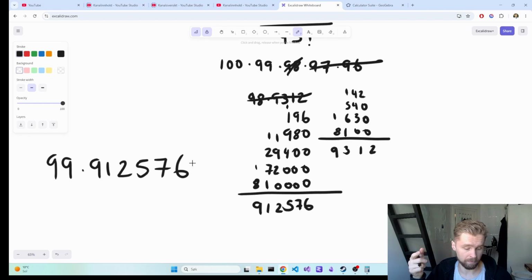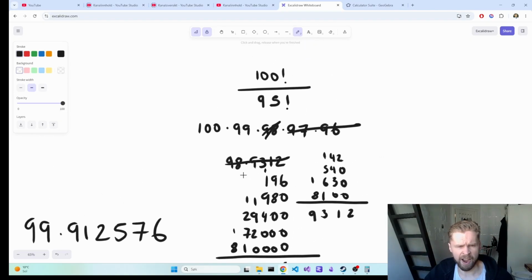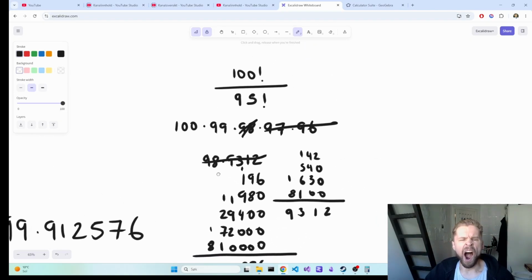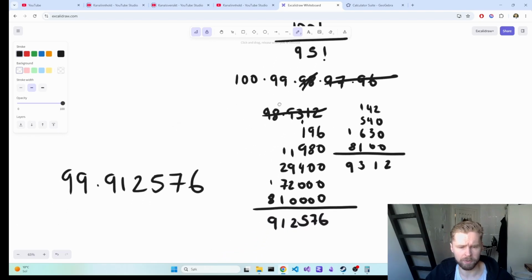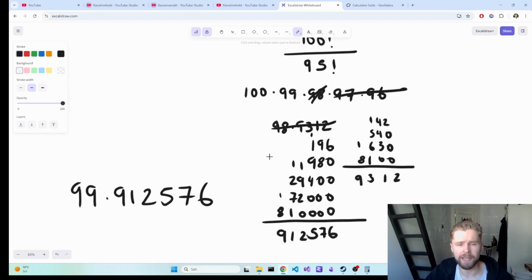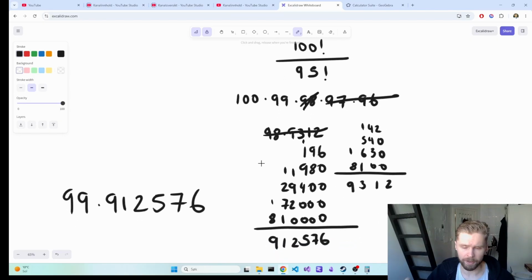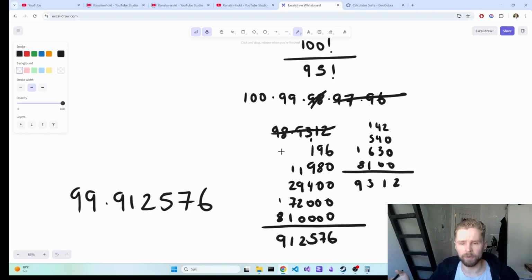Using only pencil and paper, for sure I would have to get rid of that 95 factorial so that I only have these. And then I just have to multiply them. But it's a pain, and it's a waste of time. Either way, this is the only option I got.